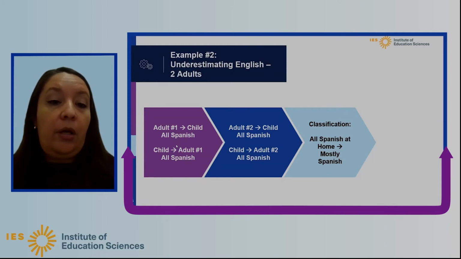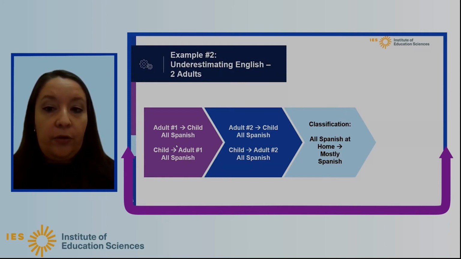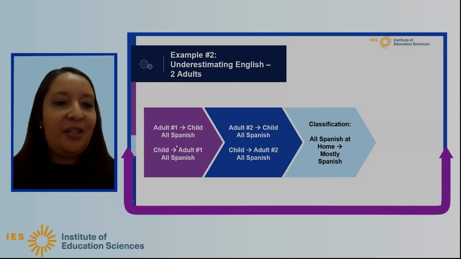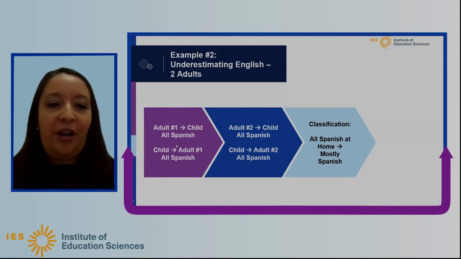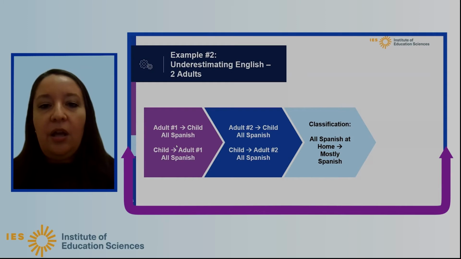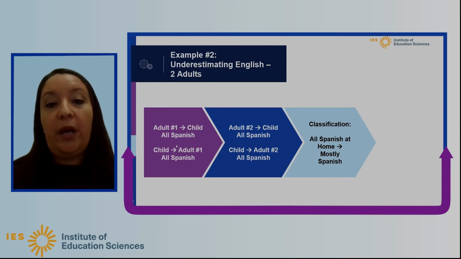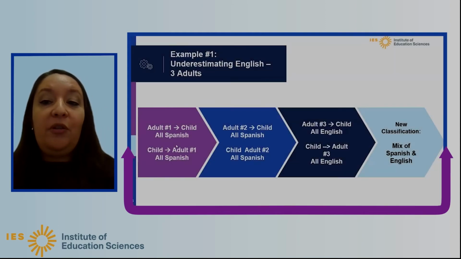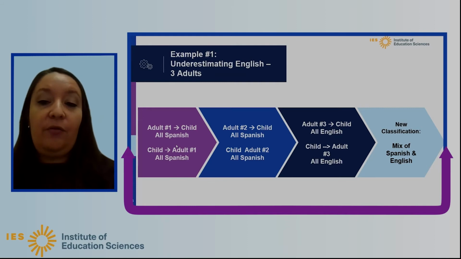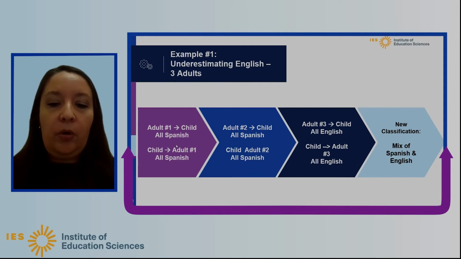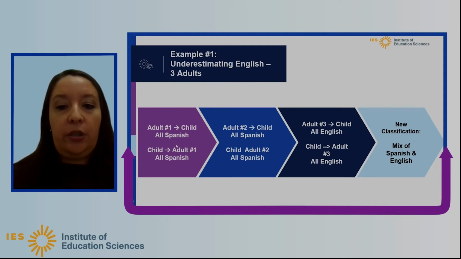And here's an example of underestimating English. This is another first grade student. And this looks like a pretty straightforward situation when we're just looking at 2 adults. Both adults are speaking all Spanish to this child, and the child is speaking all Spanish as well. So classification seems pretty easy, that this would be a mostly Spanish home language background. But when we look at what this third adult in this home brings, that person brings all English back and forth with this child. And so our program places this student as having a more appropriate classification of mix of Spanish and English.